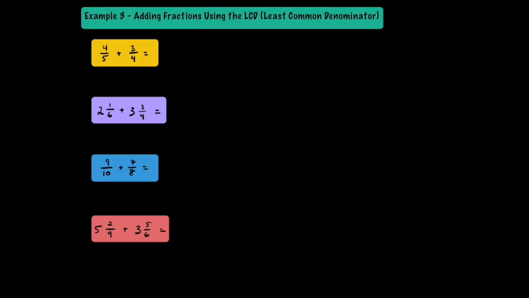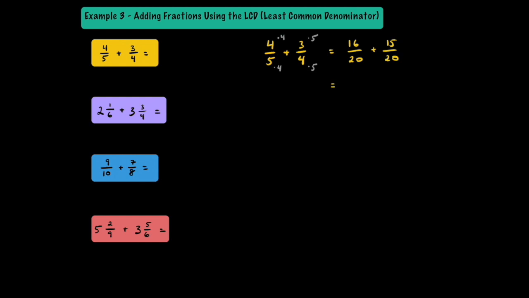In example 3, we're going to practice adding fractions using the LCD. In this first example, we're going to notice that 4/5 and 3/4 have uncommon denominators. Since 5 and 4 are relatively prime, we can just multiply by the other fraction's denominator to get the LCD. Rewriting these fractions, we're going to get 16 over 20 plus 15 over 20.